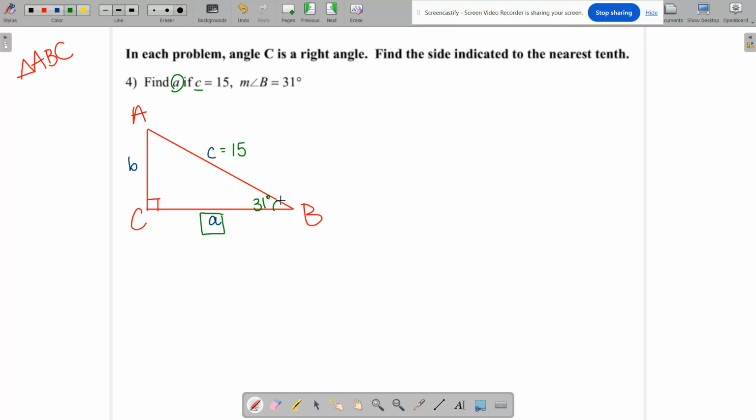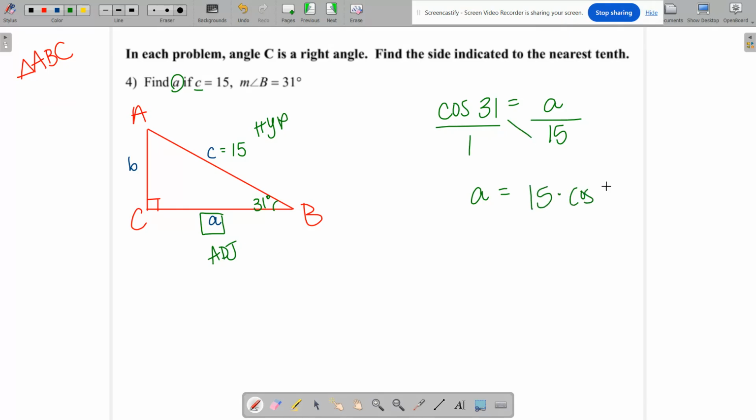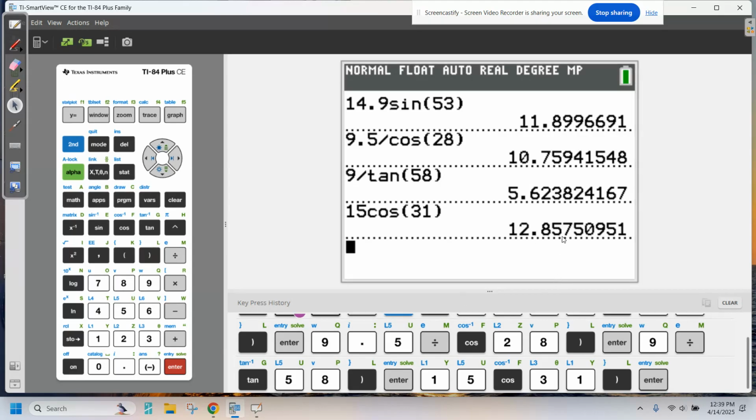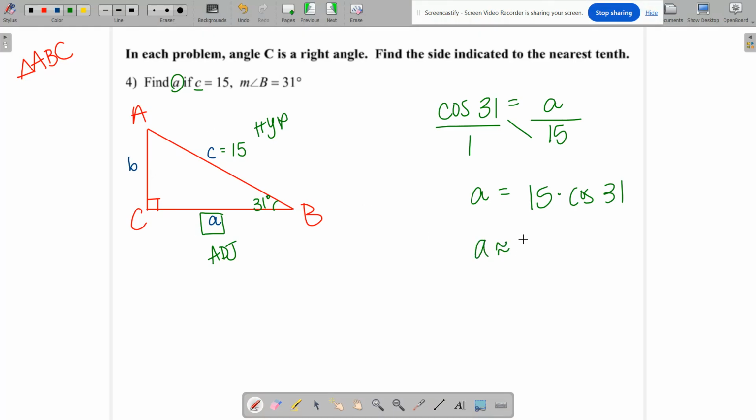We're looking for this side, given this side is 15. Based on where this angle is, this side is the adjacent, and this side is the hypotenuse. So we're going to be using cosine here. The cosine of 31 equals adjacent, A, over the hypotenuse, 15. And we're solving for that A. Cross products are equal. 1 times A is A. That equals the other cross product, 15 times the cosine of 31. If we use our calculator to do 15 times the cosine of 31, we get 12 point something, and if we round that appropriately, you'll get about 12.9. So side A is about 12.9.